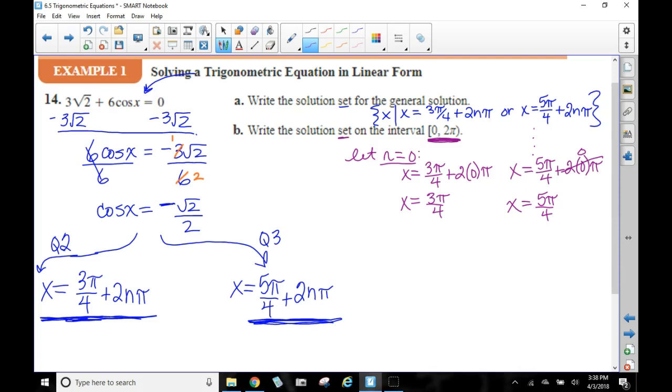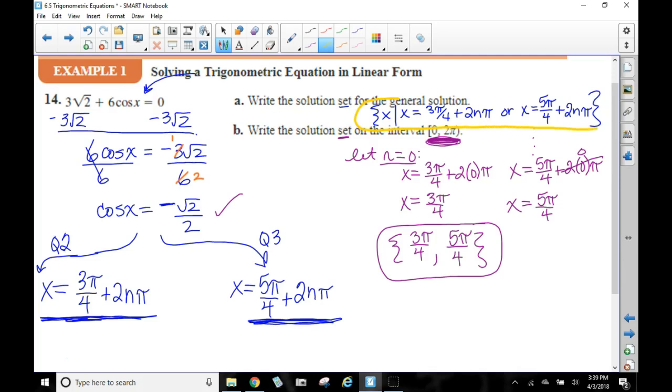So if we're looking for the solution set, the answers should be just those two numbers, 3 pi over 4, 135 degrees, but we're going to write our answers in radians, and 5 pi over 4. We want real number answers. So that is the solution set for just those angles that have a cosine value of negative square root of 2 over 2 on the interval from 0 to 2 pi. And this is the general solution. This gives all possible answers.